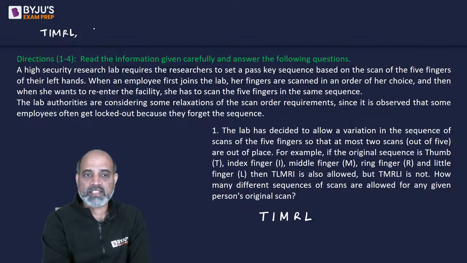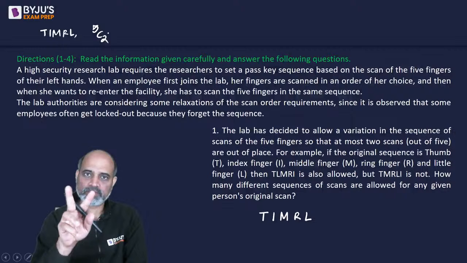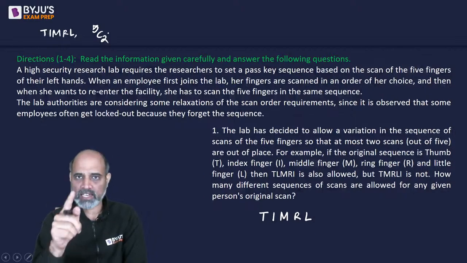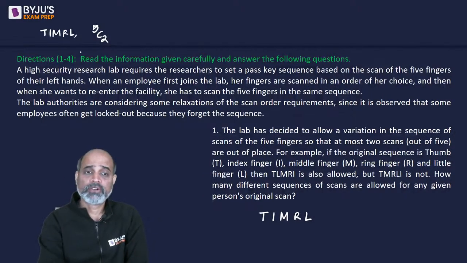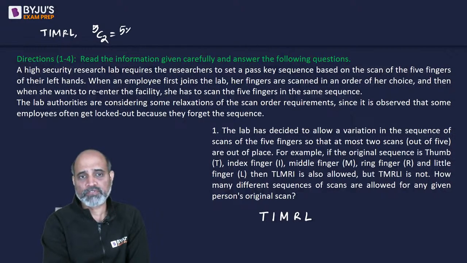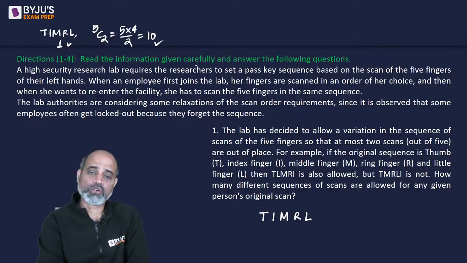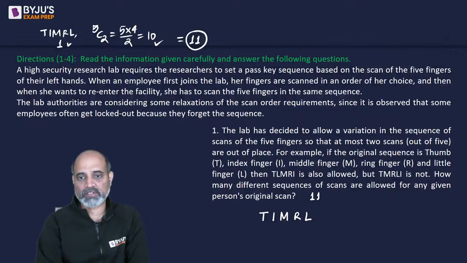So can we say, since there are 5 letters, out of these 5 letters, if I pick any 2 letters and if I interchange, I'll get 1 new scan that is allowed. So 5C2 is nothing but 5 into 4 divided by 2. So this is going to be 20 by 2, which is 10. So we get 1 case here and we get 10 cases further. So that is going to give us a total of 11 possibilities. So the answer is going to be 11. 11 cases. Which are these 10 cases?